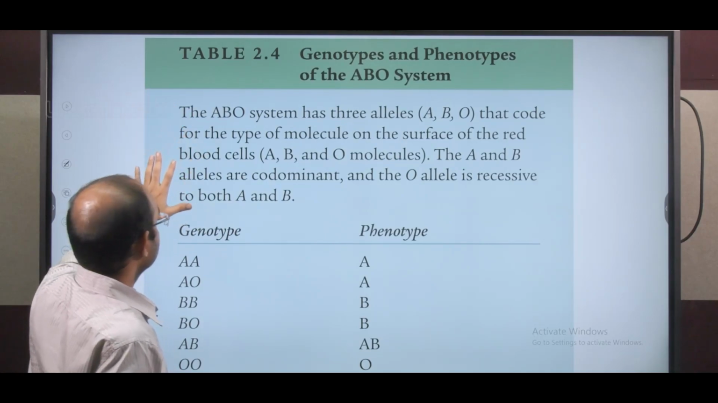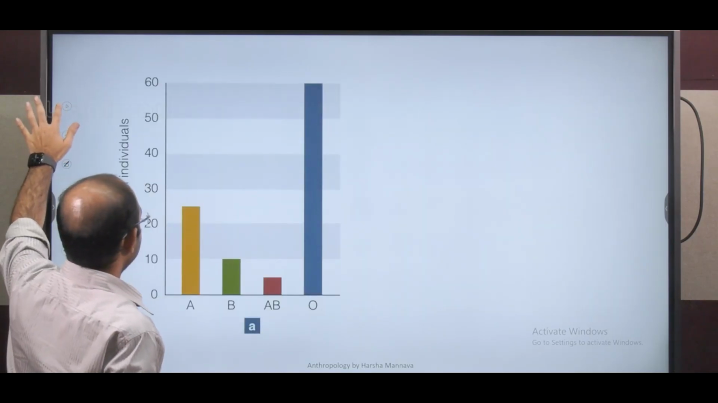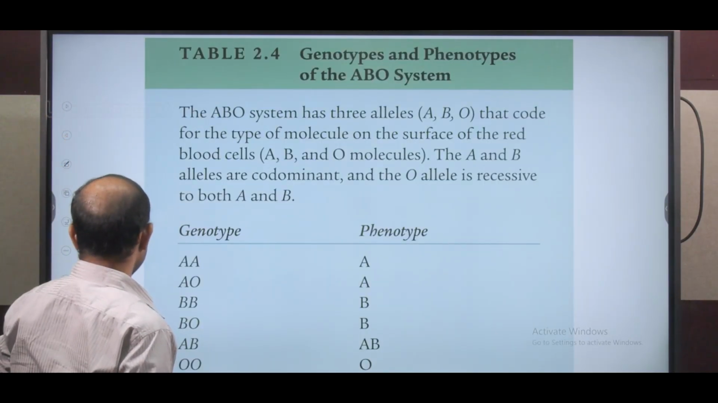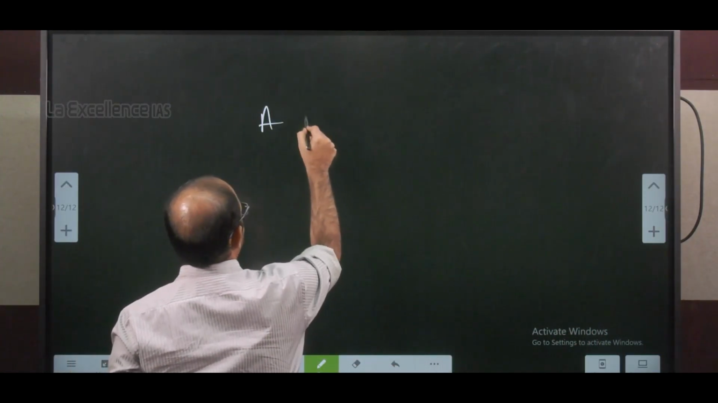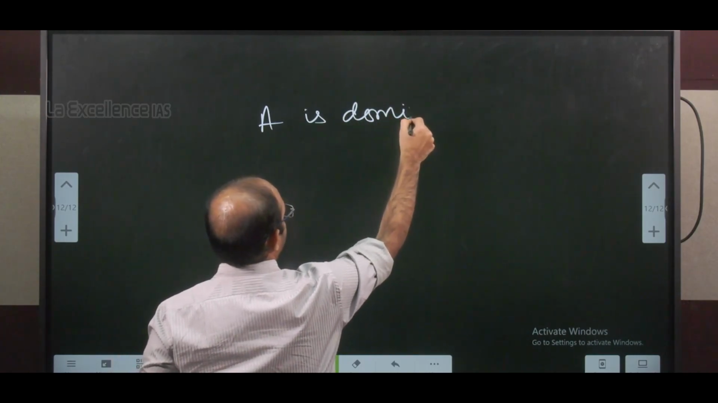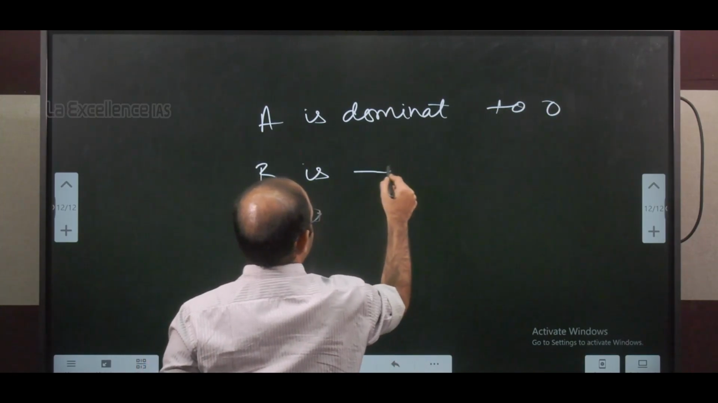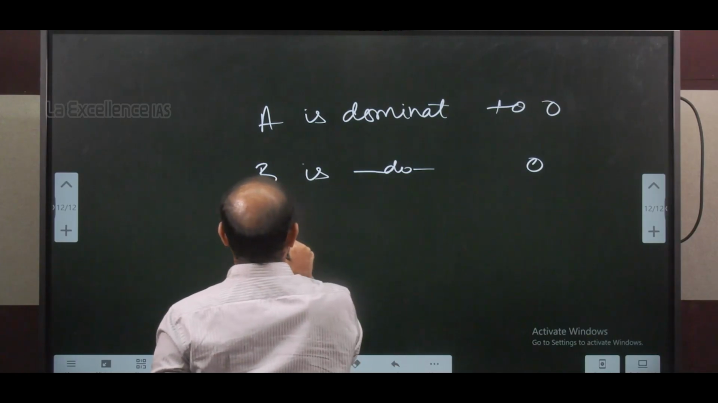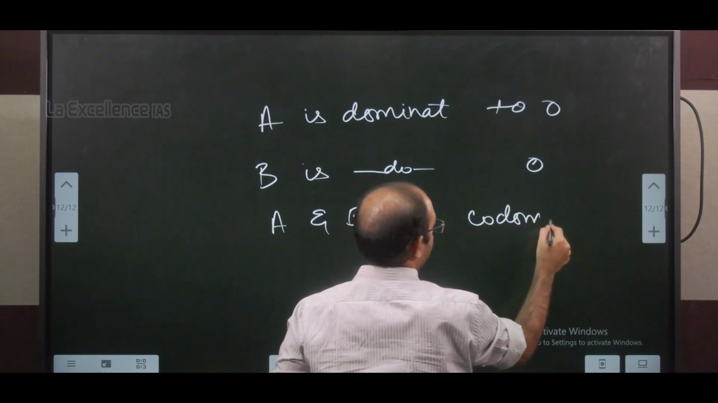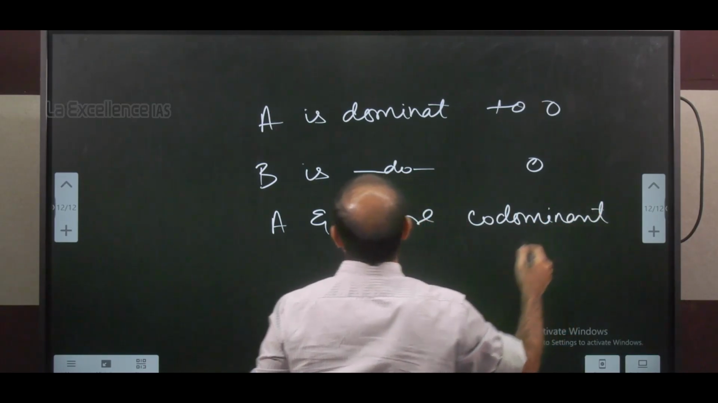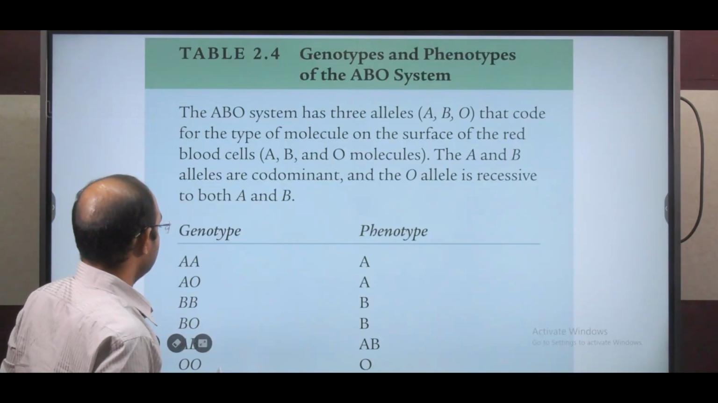And then discuss genotype. Before genotype and phenotype, we should also talk about the dominant recessive relationship. What do we mean by dominant recessive relationship? A is dominant to O. B is dominant to O. A and B are codominant. This is the dominant recessive relationship between these blood groups. That is the relationship between them.